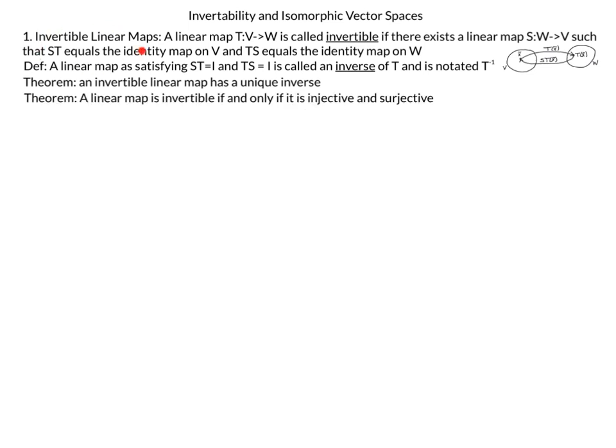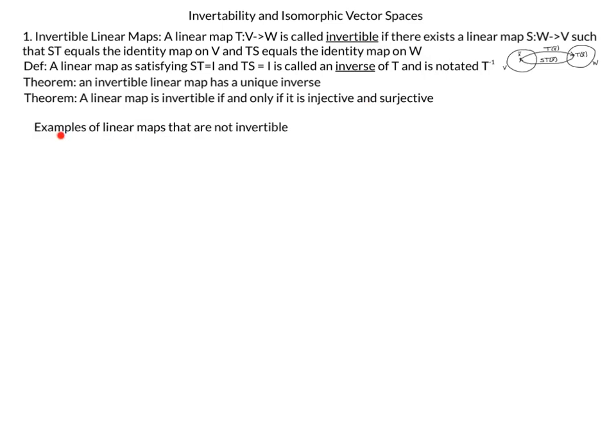I have our two definitions here, first of invertible linear maps and the definition of an inverse, as well as our two theorems. The first, that an invertible linear map has a unique inverse, and second, a linear map is invertible if and only if it is injective and surjective.